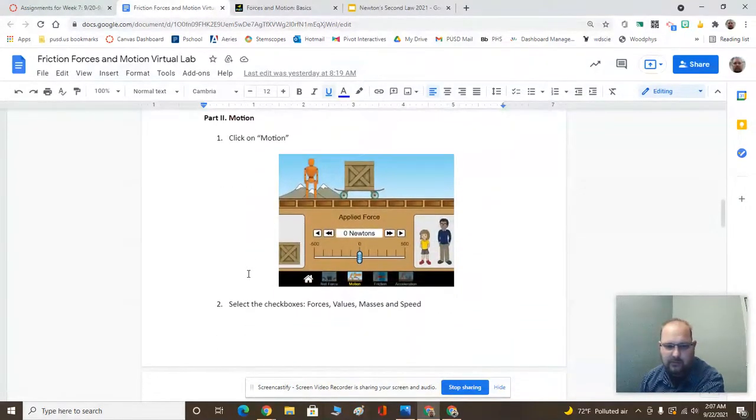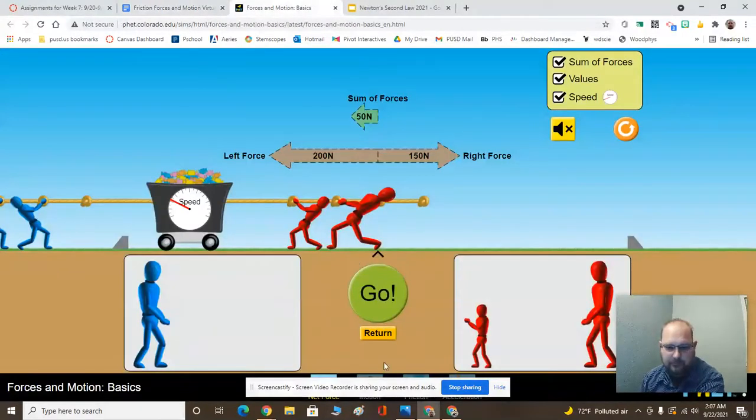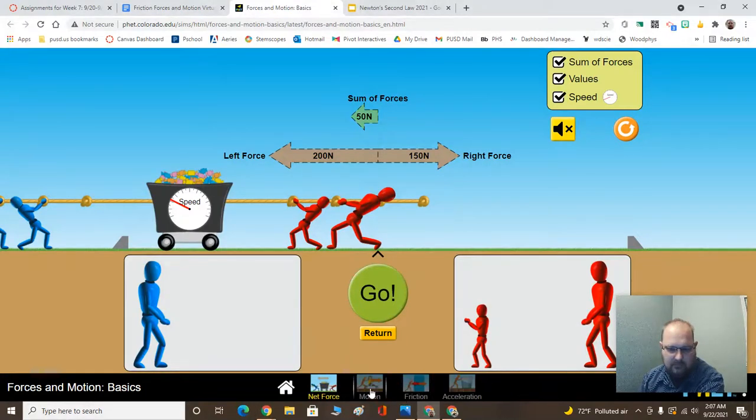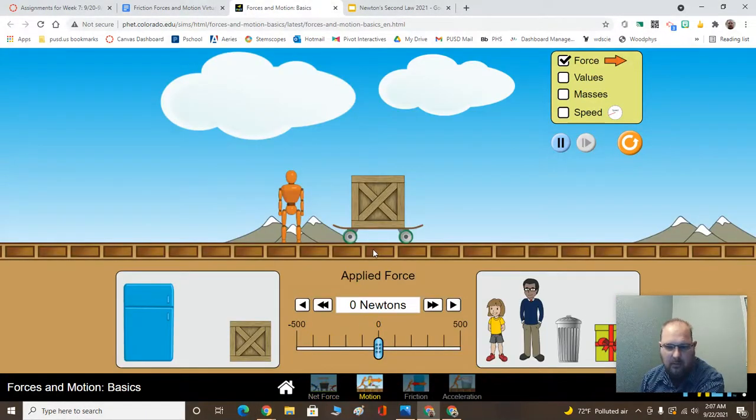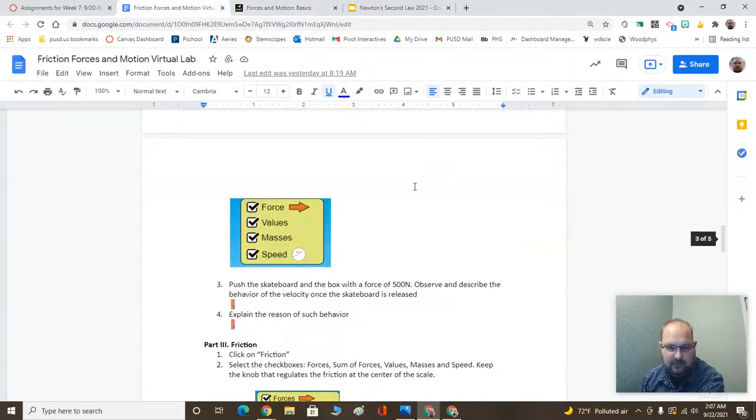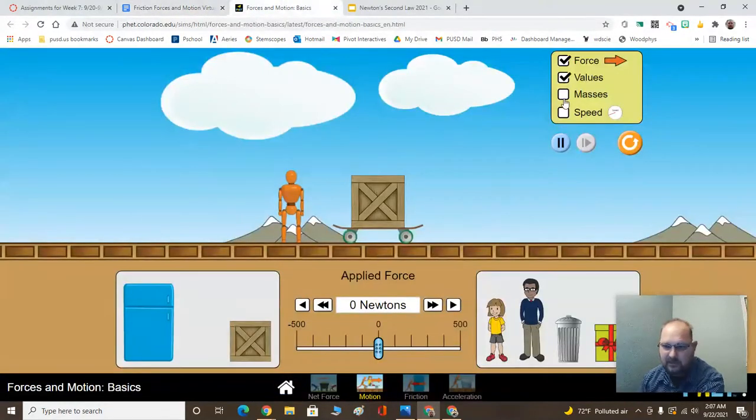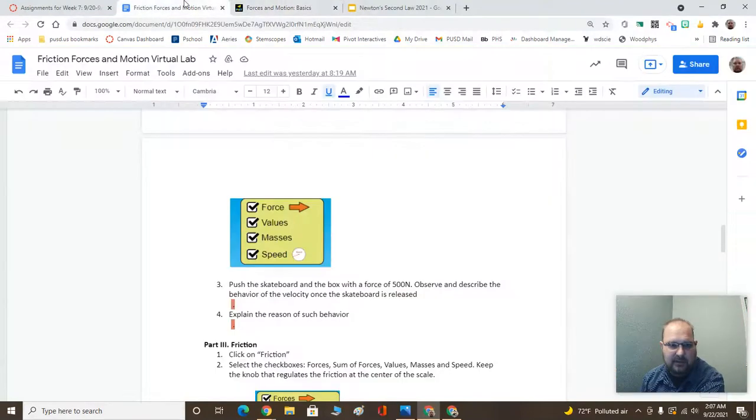So then we go to part 2, which is motion. If we hit up motion, the idea here is it says click on the masses, values, masses, speed, all those fun things. And we're going to push the skateboard and box with a force of 500 newtons and observe the behavior of the velocity once skateboard is released.